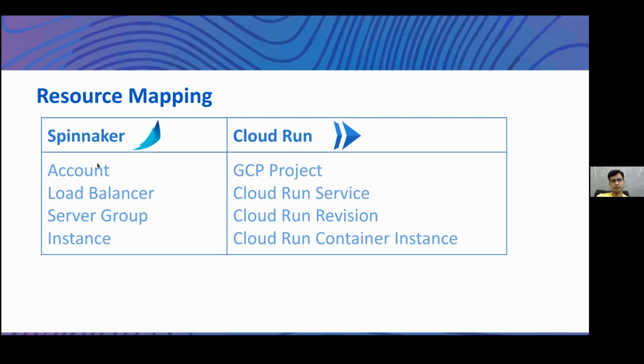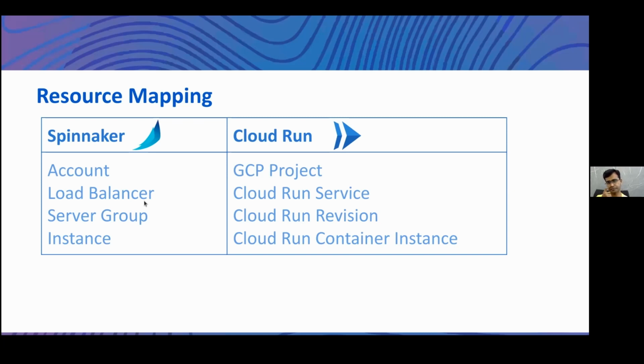So in Spinnaker terminology, account means the representation of the cloud provider with the credentials and other info that is needed by Spinnaker in order to perform certain actions in the cloud provider, such as deployments or any other calls needed in that process. So for Cloud Run, the account is nothing but the GCP project. So we provide the project ID and credentials JSON. So that will be the account.